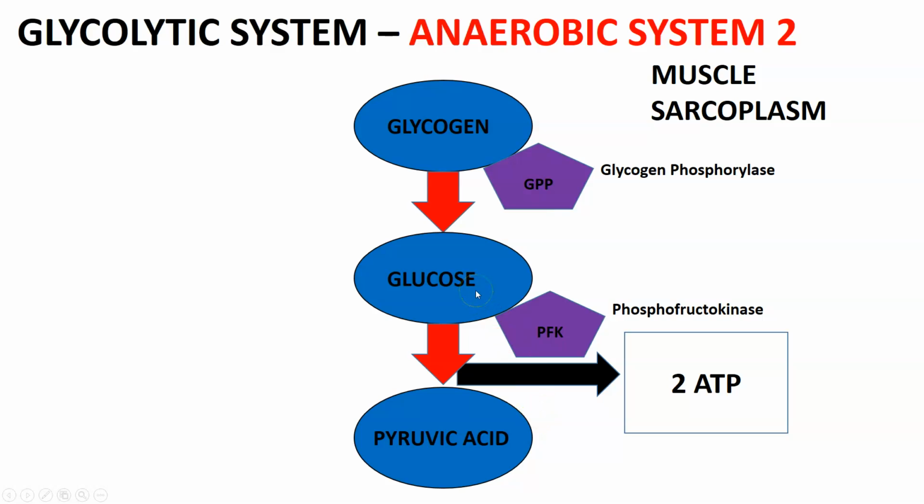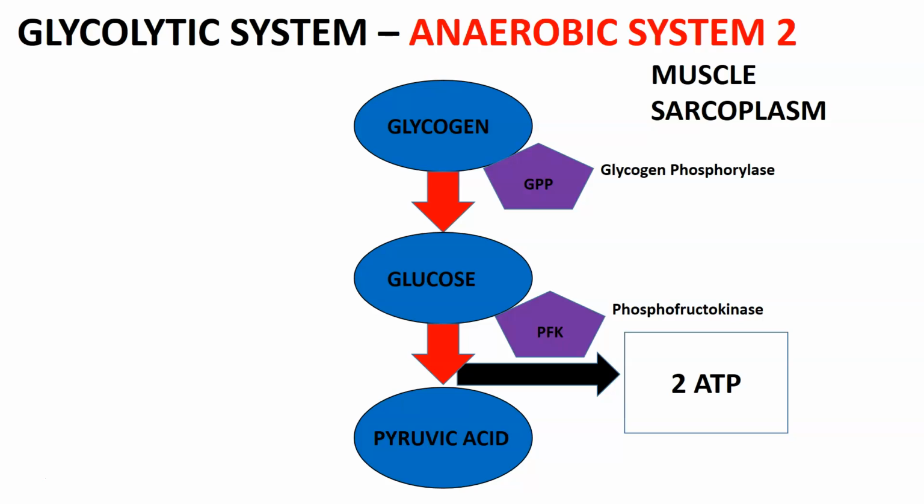So the breakdown of glucose by PFK provides us with 2 ATP and pyruvic acid. We don't need to know any of the ADP plus P plus E. We just need to know the product: glucose is broken down by PFK to create 2 ATP, and pyruvic acid is created. What you're looking at right now is known as anaerobic glycolysis. The breakdown of glucose in the absence of oxygen is called anaerobic glycolysis.